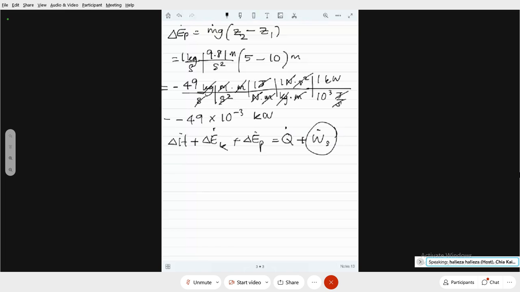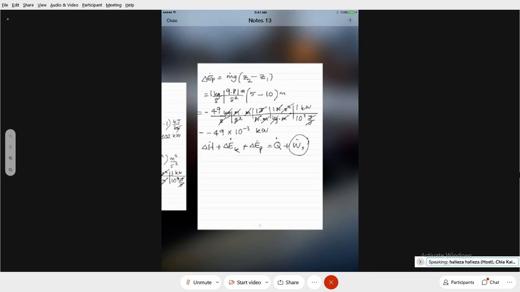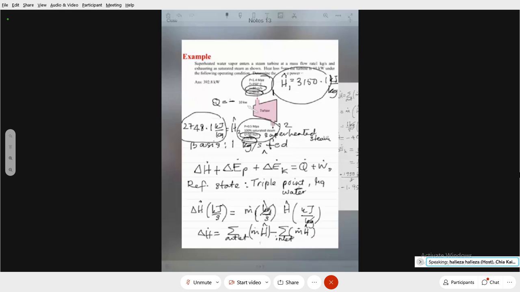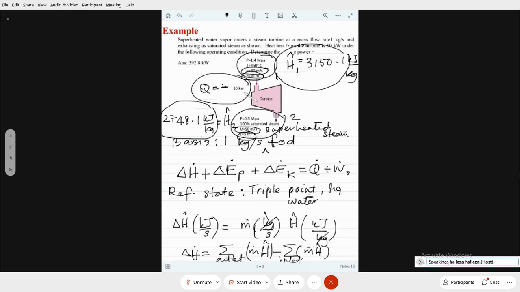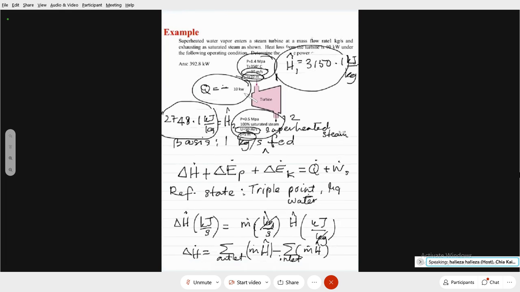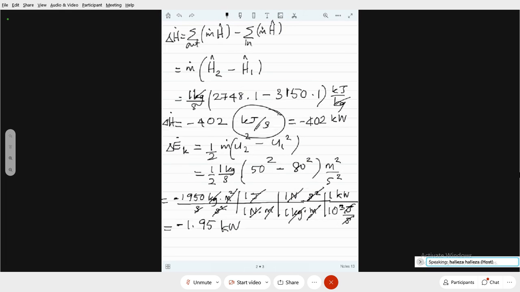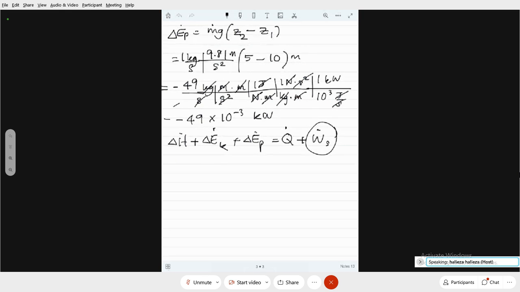Put everything inside there. Remember, when we were looking at the problem, I need to hurry up. Okay, this is your Q, minus 10 kilowatt. Your delta H is that value. Your kinetic energy, that value. Next, your potential energy is that value. So substitute everything inside here. Solve for the turbine, the power of the turbine. What kilowatt will you get? Negative 414. Negative 414.